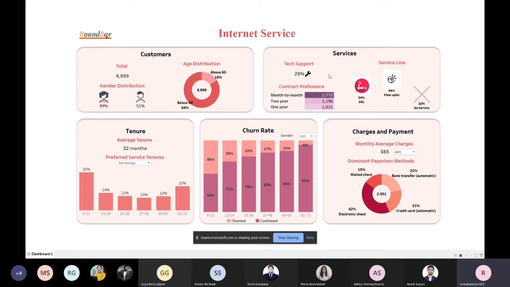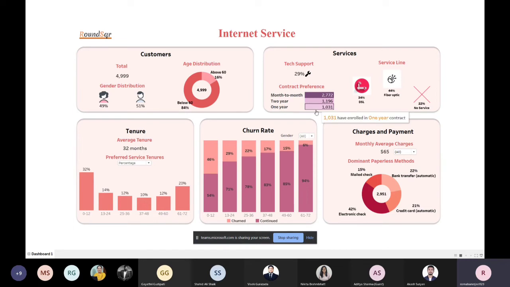Next to it is the services, the services the ISP is providing and the customers are preferring. The first is the tech support, which is whether they need some technical help to deal with the services. So around 29% of the customers are requiring some technical support.